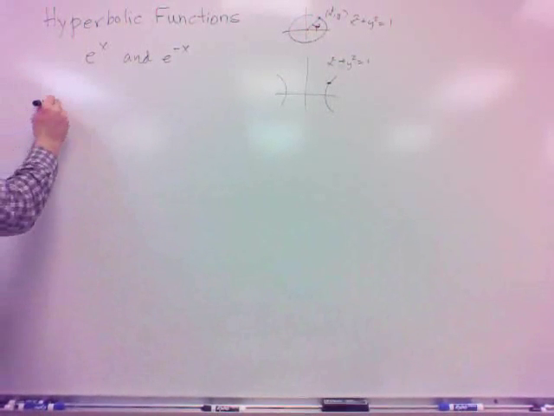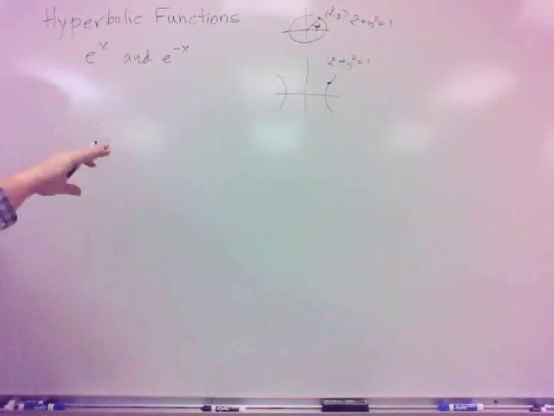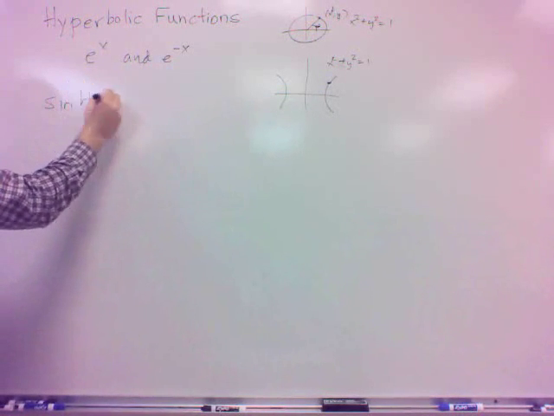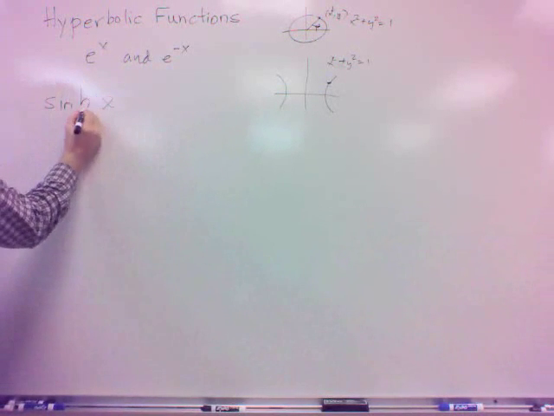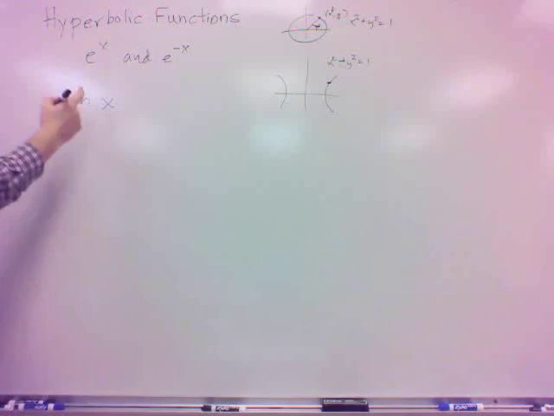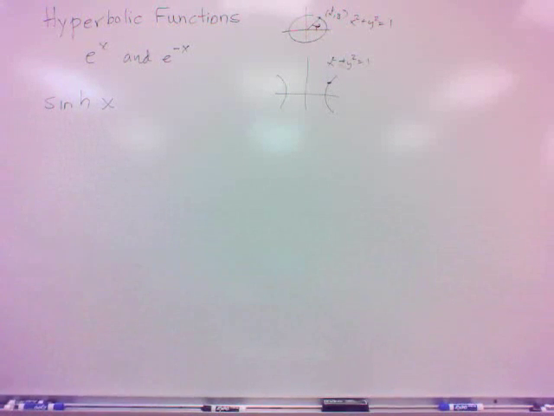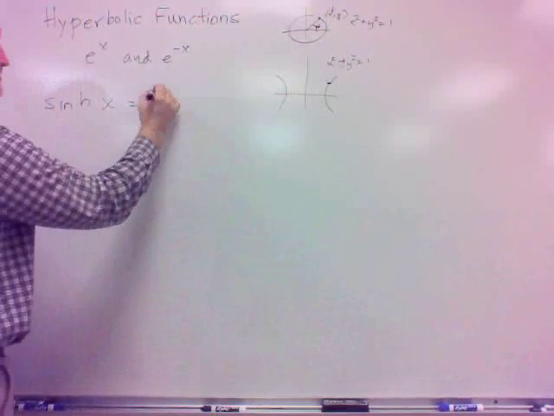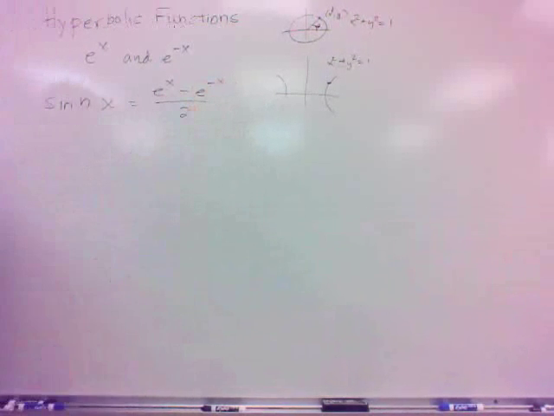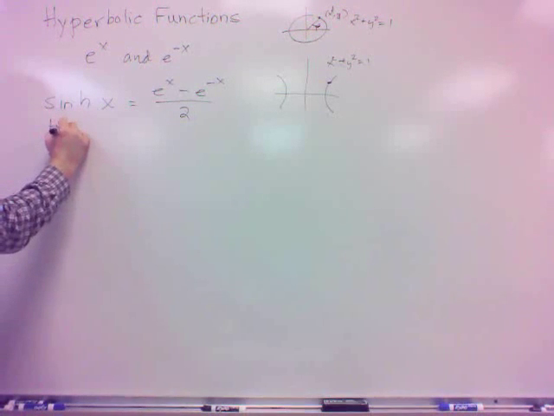connection there, and so you use trig-looking names, except with the h for hyperbola, right? So I've got the sine with an h. That function is this combination: e to the x minus e to the minus x over 2. It's called the hyperbolic sine.